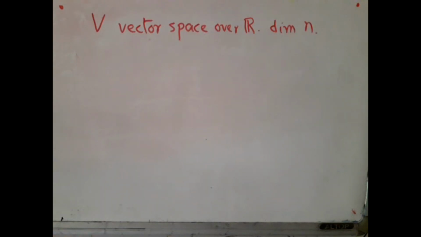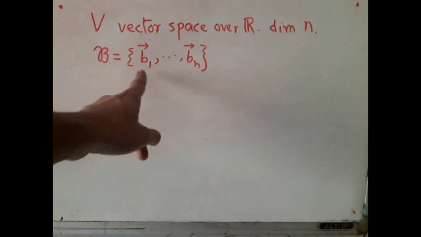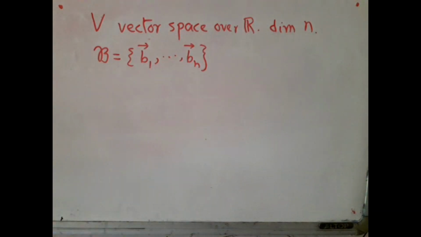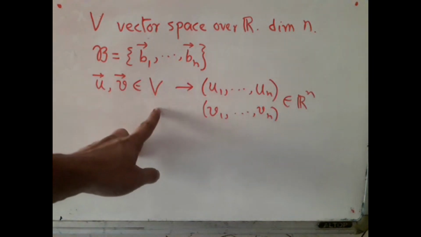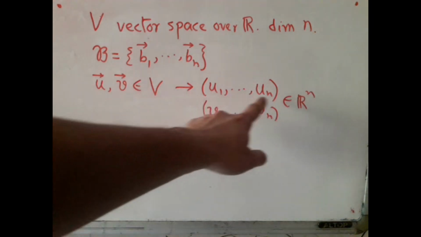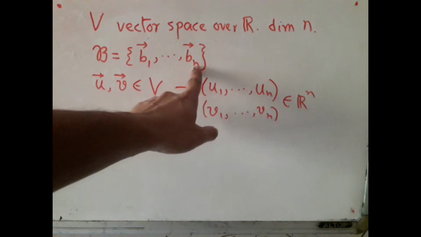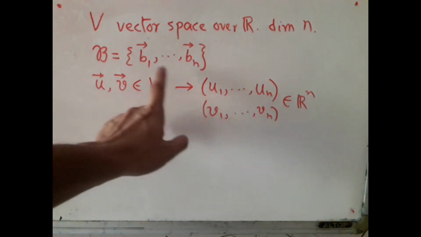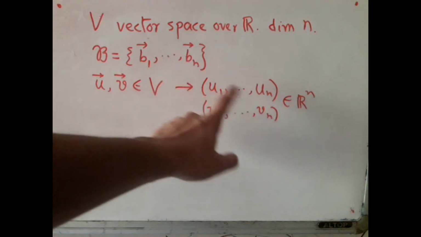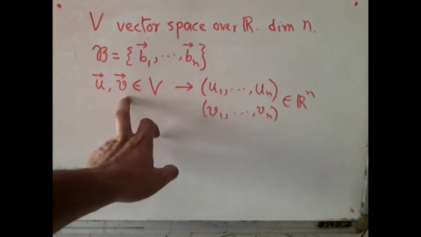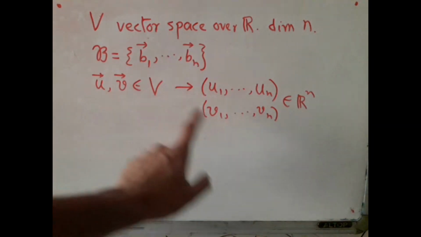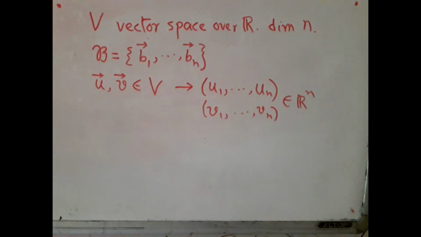We start with a vector space V over R of dimension n. Then we take any basis B, B1 up to Bn. Then given any two vectors u and v in V, we can write them as tuples with respect to this basis. For example, u is u1 times b1 plus u2 times b2 all the way up to un times bn. Similarly, v has also an n-tuple representation with respect to that basis.